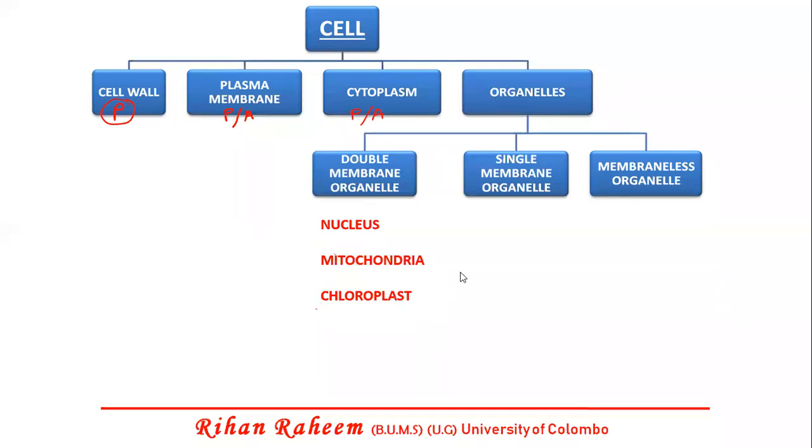Then single membrane organelles are there, the normal fellows, normal ministers: Golgi complex, microorganism, smooth endoplasmic reticulum, rough endoplasmic reticulum, and vacuole. Membraneless organelle, no protection at all, like normal people: ribosome.